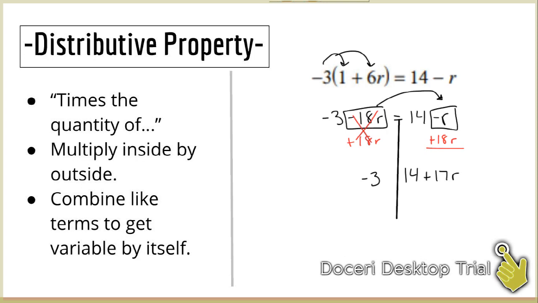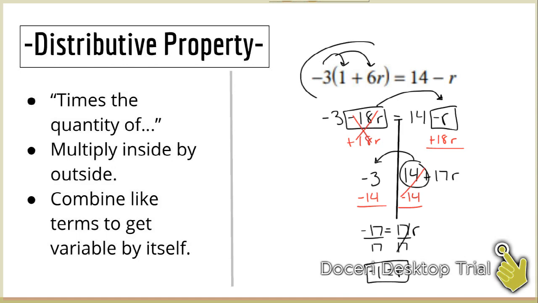We're going to now combine our constants. So we're going to take our 14 from our right side and move it to the left. Remember, our arrows need to point in opposite directions. So we know that the inverse of positive 14 is negative 14. We're going to subtract 14 from both sides, and that's going to leave us with negative 17 equals 17r. Our last step is division. We're going to divide both sides by 17 to get r by itself, and negative 1 equals r. So for the distributive property, remember the important part is that we're multiplying everything inside the parentheses by what's on the outside, then we just solve it like normal.